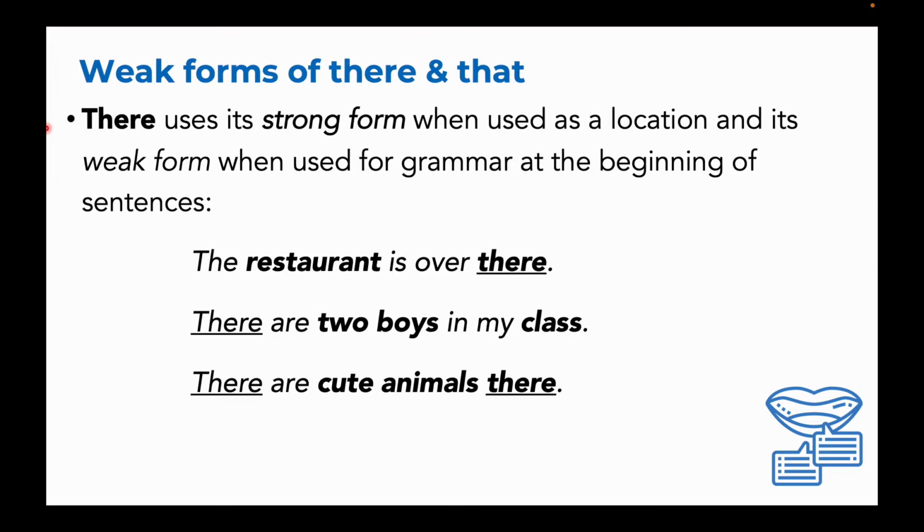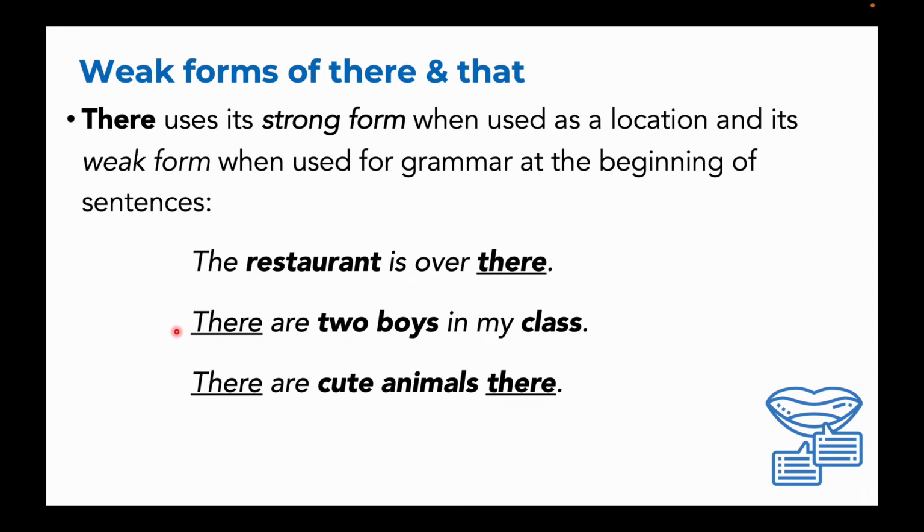The words there and that have strong and weak forms that are used in sentences. There uses its strong form when used as a location, and its weak form when used for grammar at the beginning of sentences. In the first sentence, the restaurant is over there. This there is the here or there meaning, and so therefore this is important for the meaning of the sentence. It uses its strong form, and so these words are stressed, restaurant and there. The restaurant is over there, and there is stressed. You hear the full vowel in the there.